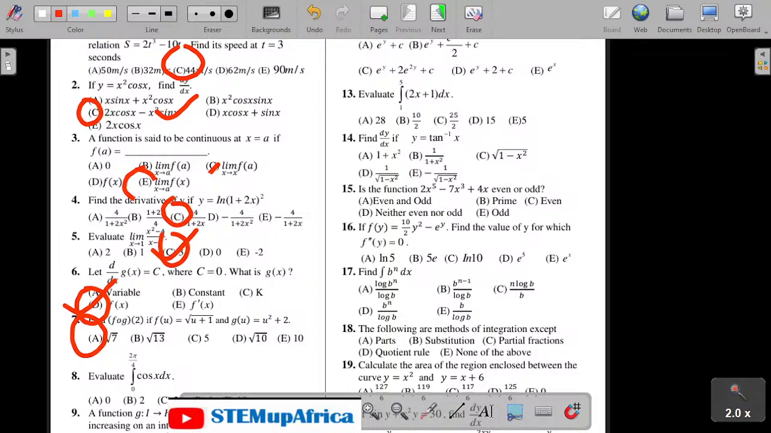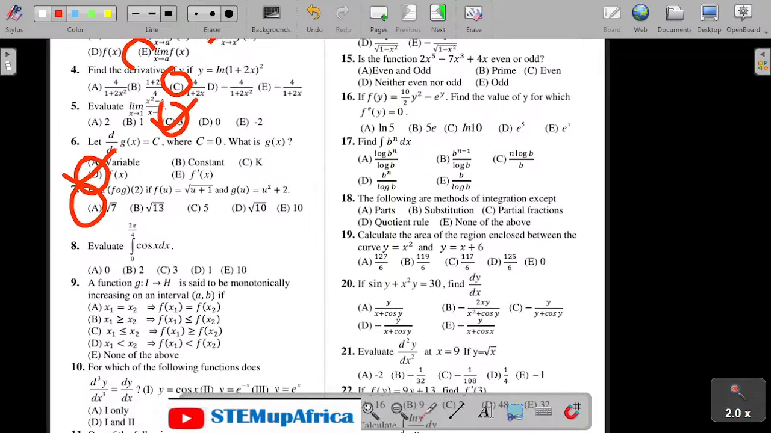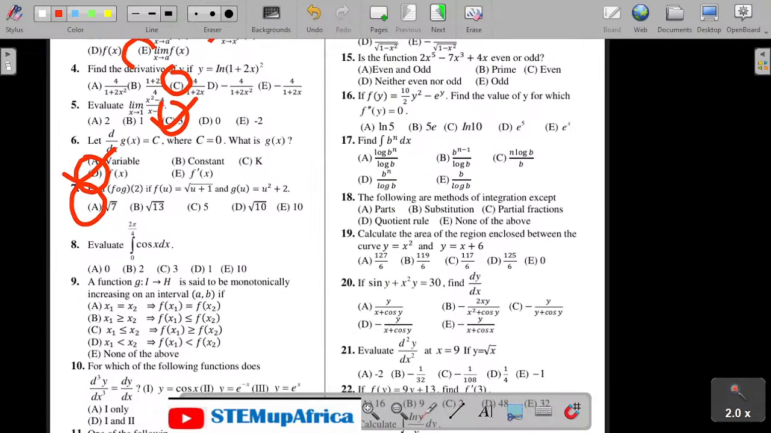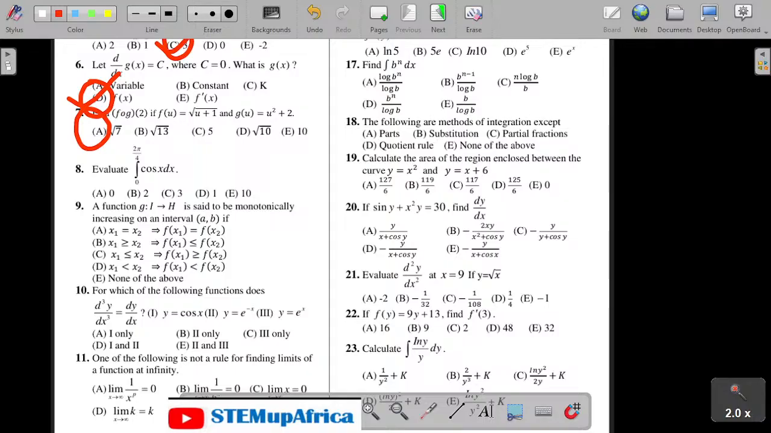So let's go to question 8. We are asked to integrate 2 pi over 4 to 0 of cos x dx.